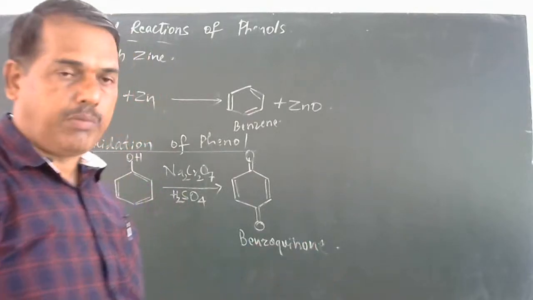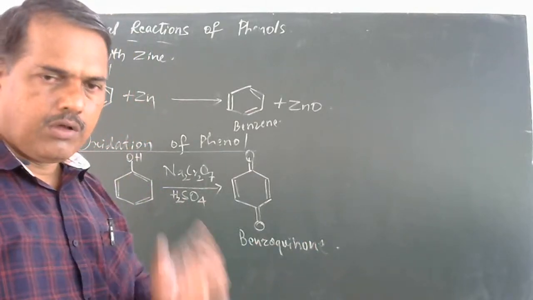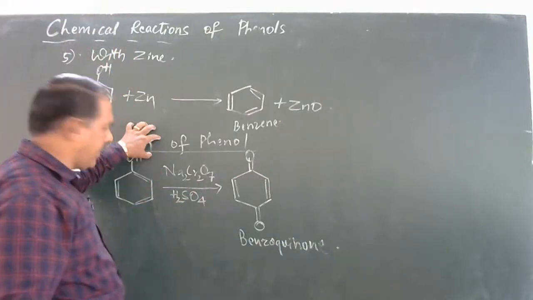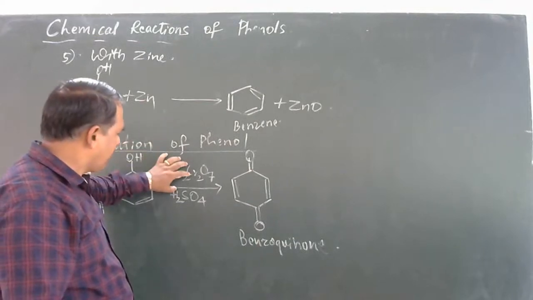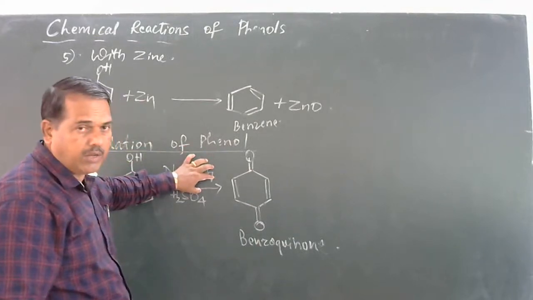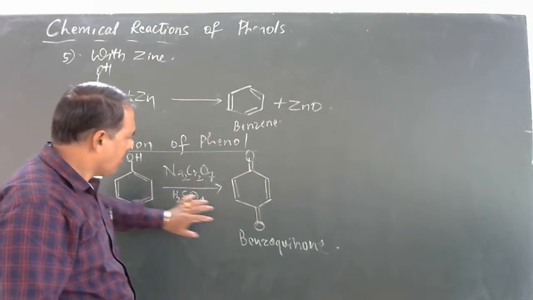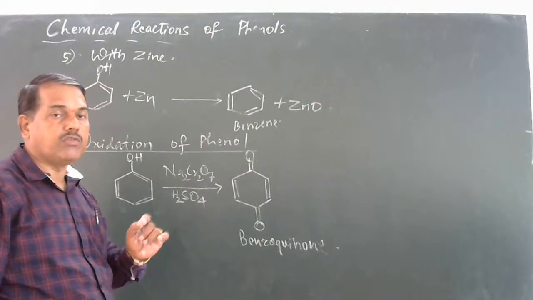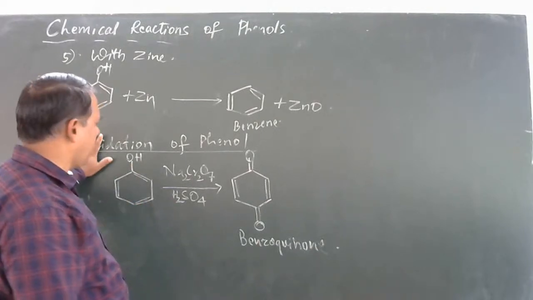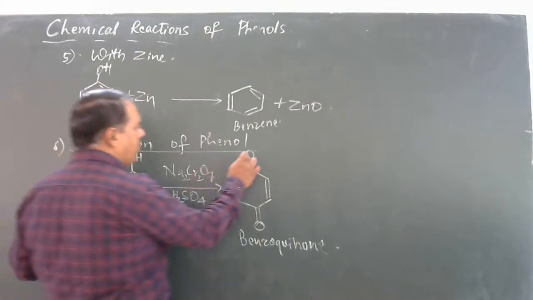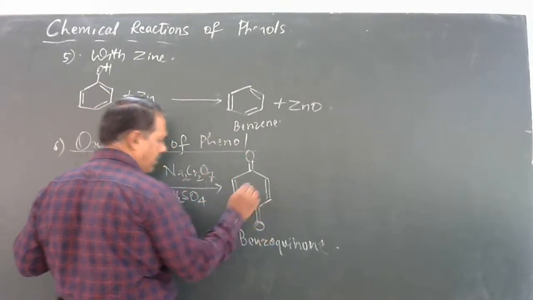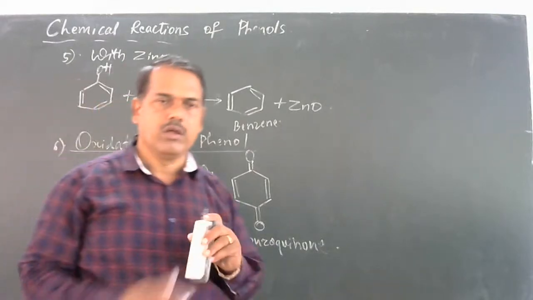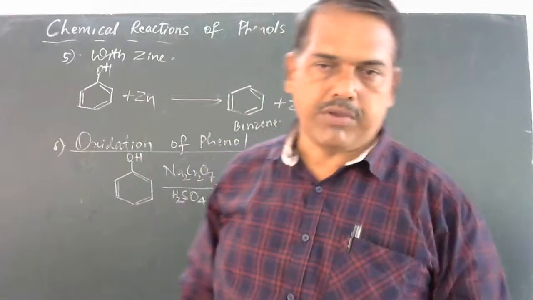How is benzoquinone obtained? When phenol is oxidized in the presence of sodium dichromate, we will get benzoquinone. Very, very important reaction. And here two ketonic groups we can find, this is one and another. So this is nothing but oxidation of phenol. Are you clear?